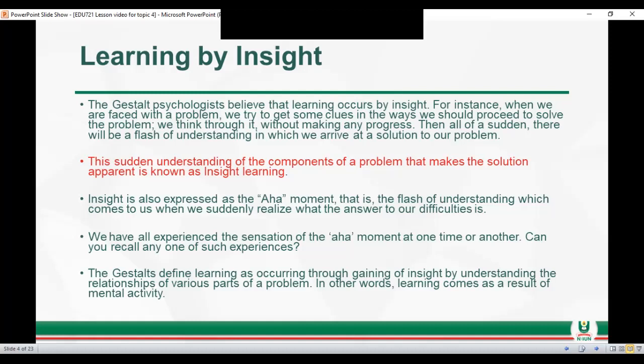And I want to believe that some of us or all of us have at one time or the other experienced this sensation of the aha moments. Can you recall any one of such experiences? Yeah, you are actually illustrating the learning by insight.